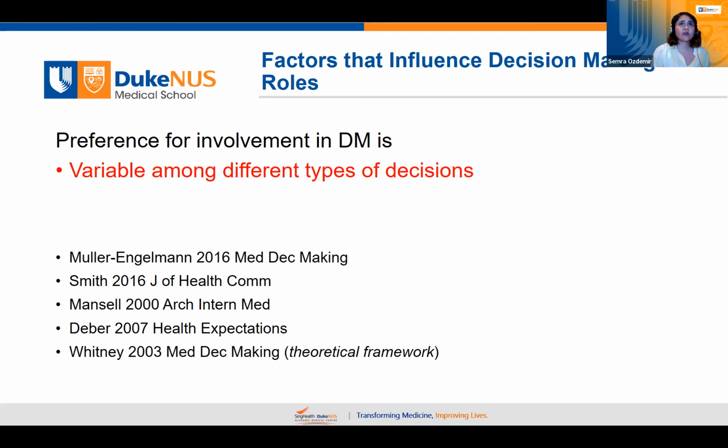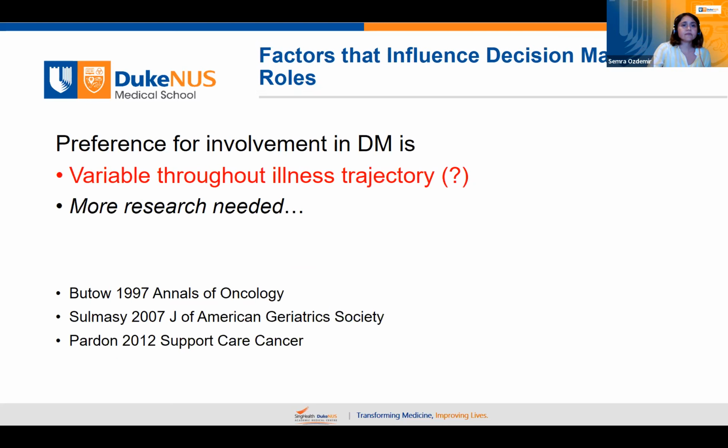And then preferences for involvement are variable among different types of decisions. This is something Janine also mentioned, right? Whether it is an end of life care decision, or decisions related to chronic care, or one-time decisions like genetic testing or some kind of other mammography testing. So the preference for involvement changes depending on what kind of decision it is.